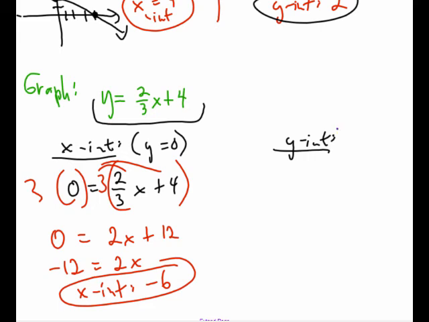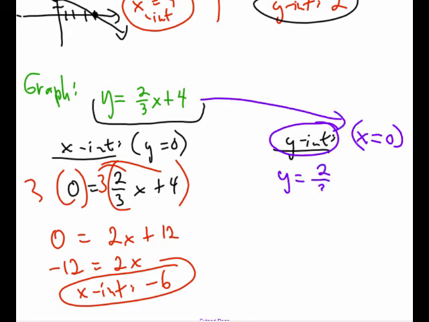Now I go over to the y-intercept. The y-intercept means that the x-coordinate is 0, so plugging 0 in for x, 2/3 times 0 plus 4. 2/3 times 0 is 0, so the y-intercept is 4.